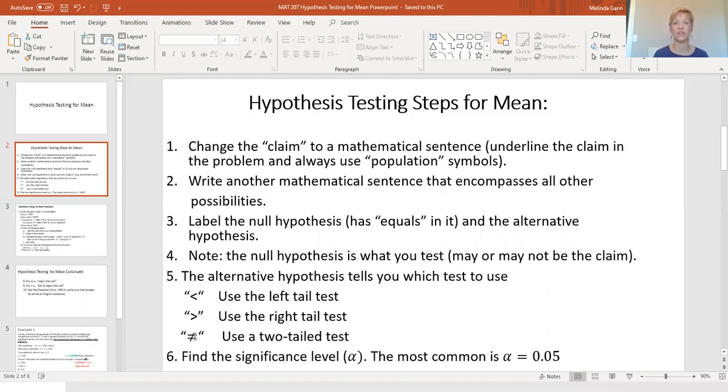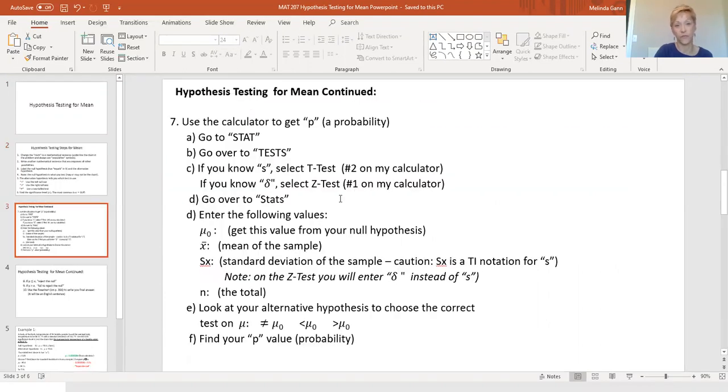Find your significance level. It'll usually just say in the word problem, and that's your alpha. If it doesn't say, the most common, usually by default, is decimal 0.05. Now, here's the part that's a little different. Step 7, about your calculator.